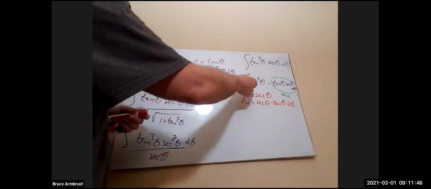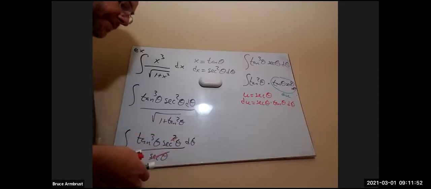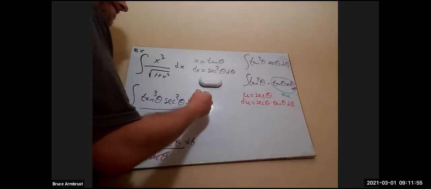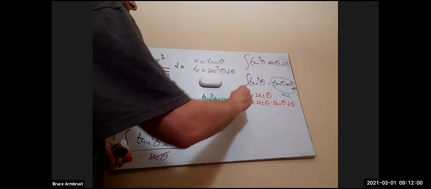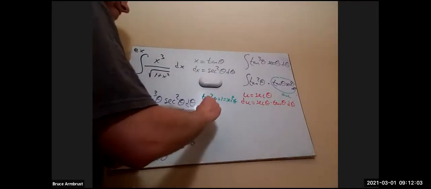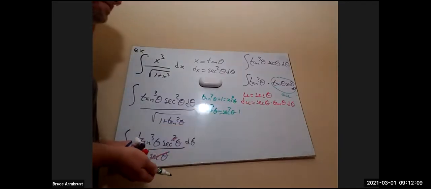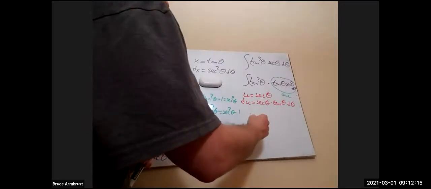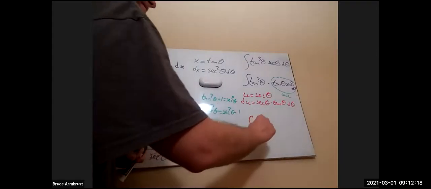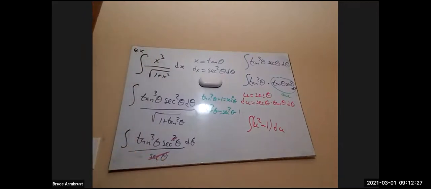So now we need to write tangent squared in terms of u. Well, that's where that Pythagorean identity is going to come in handy again. We have that tangent squared plus 1 is equal to secant squared. So tangent squared is secant squared minus 1. So if I change that, this is now going to look like the integral of u squared minus 1 du.